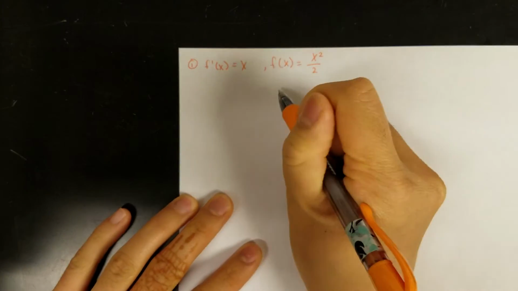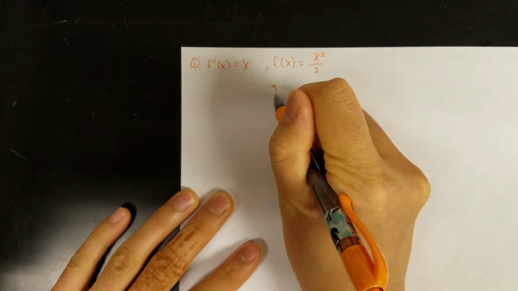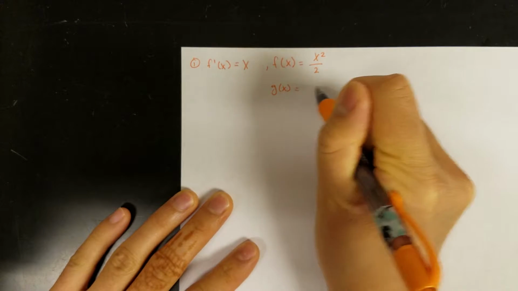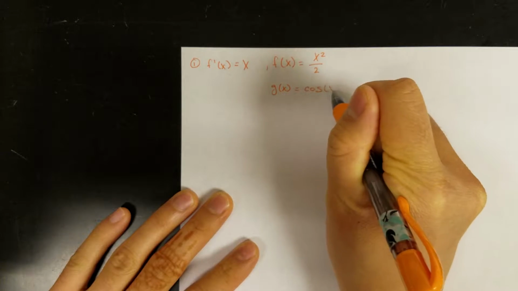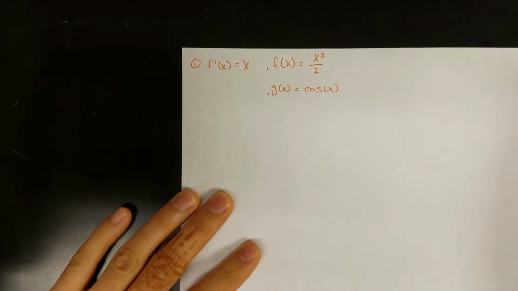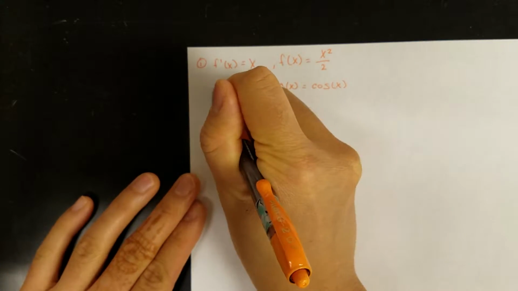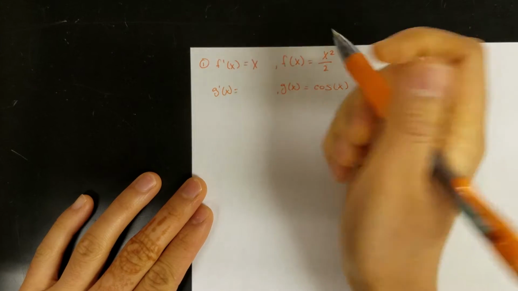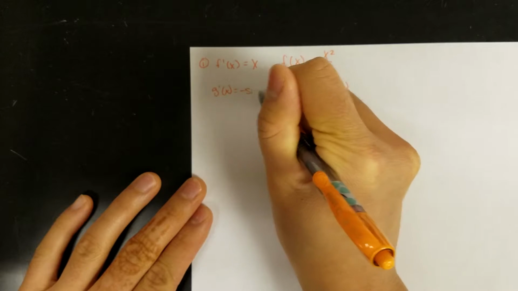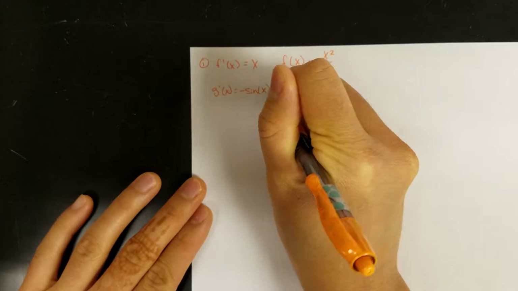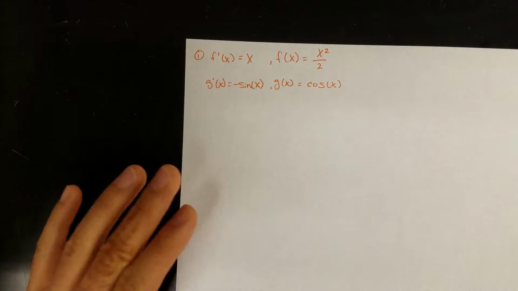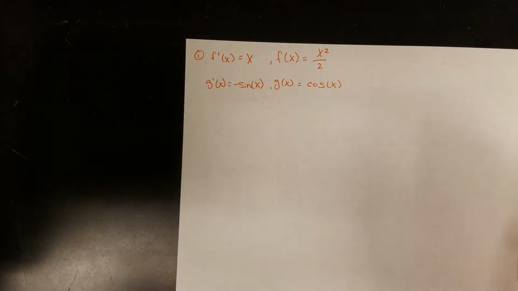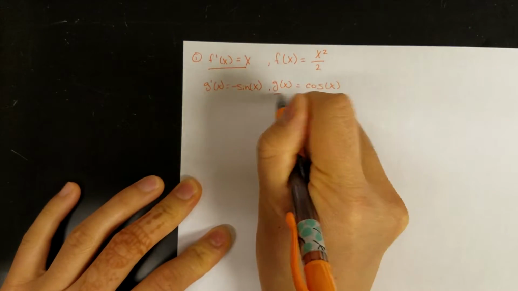And so if g of x is equal to cosine of x, that means g prime, or the derivative, will be equal to negative sine of x. And this is just something we've learned throughout our lessons.